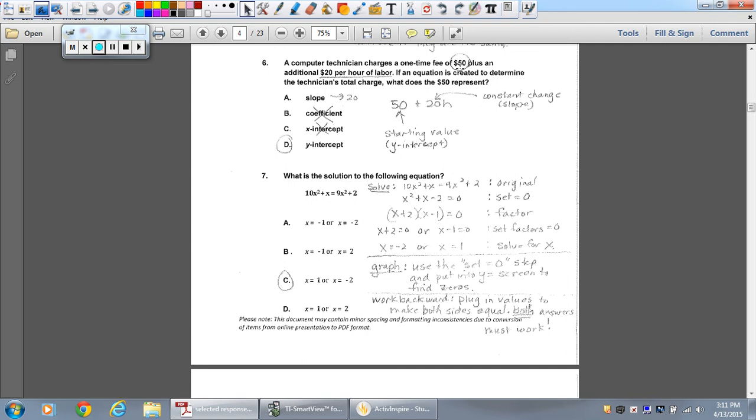Number 6, starting value of 50, $20 per hour. And we know this is your starting value, which is your y-intercept, and this is your slope.